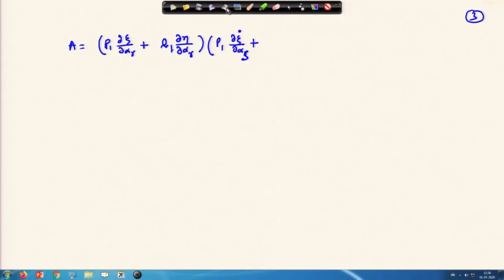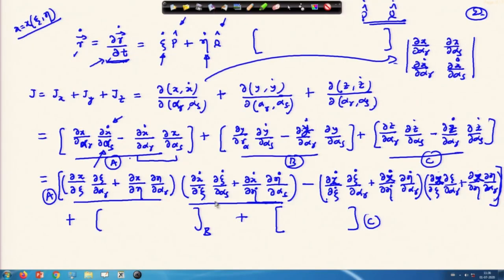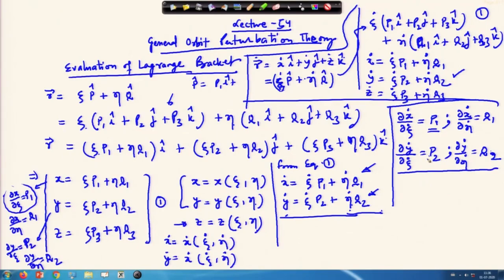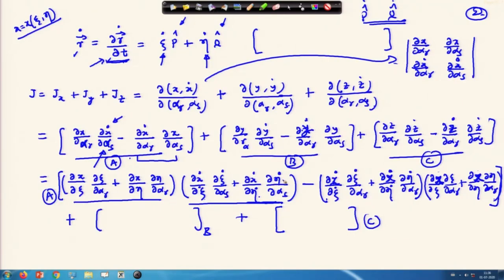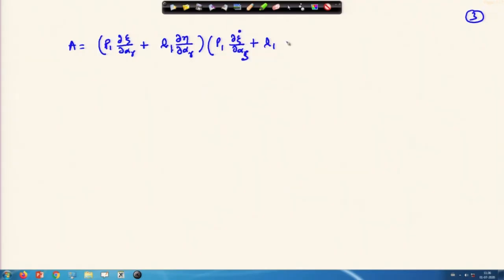Dou xi dot by dou alpha s, this we have done, and then the other part dou x dot by dou eta dot, this is q 1. So, next we write here q 1 and the dou eta dot divided by dou alpha s. So, this way we can complete.